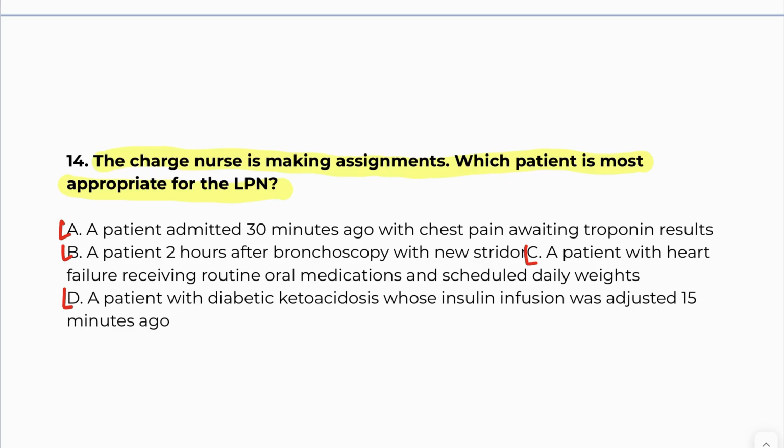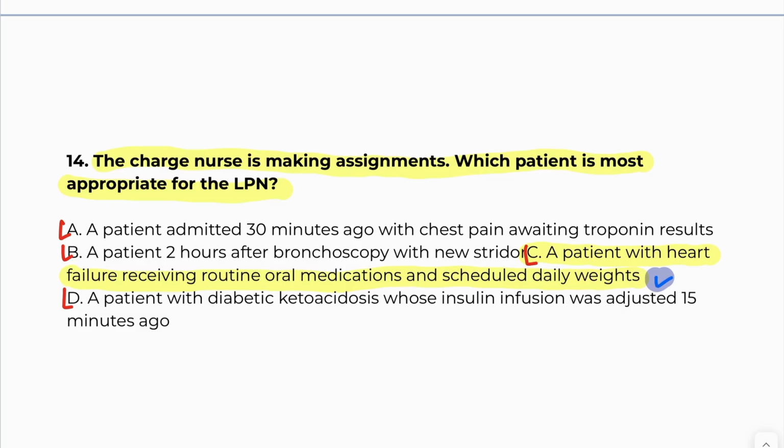Okay, so what do you think is the answer for this? Which one can you delegate to an LPN? If you chose letter C, like I said, I'm sorry I put it on that side, that would be the correct answer, right? And the reason why is because this does not require a lot of assessment, a lot of interventions and stuff like that.